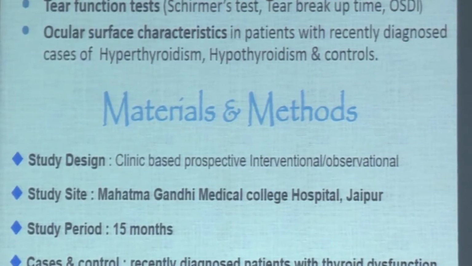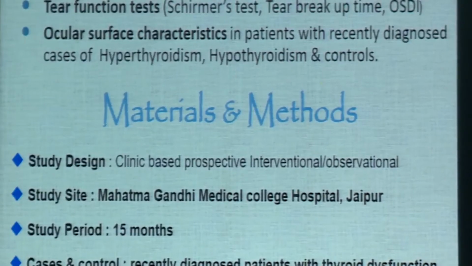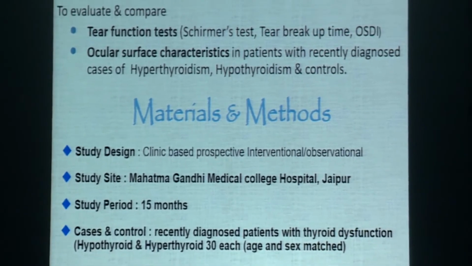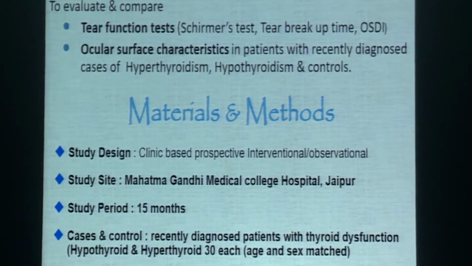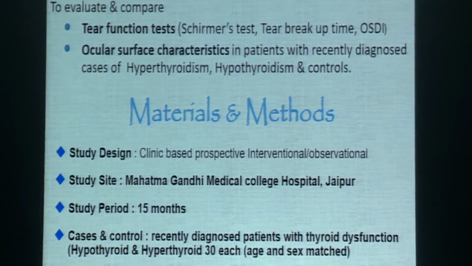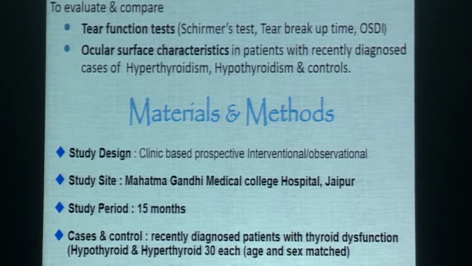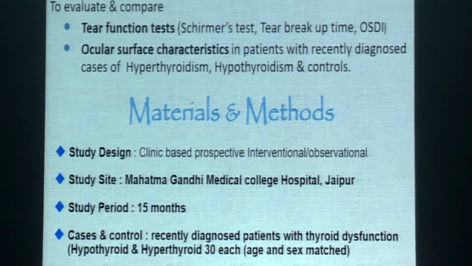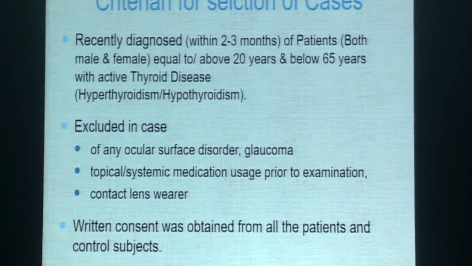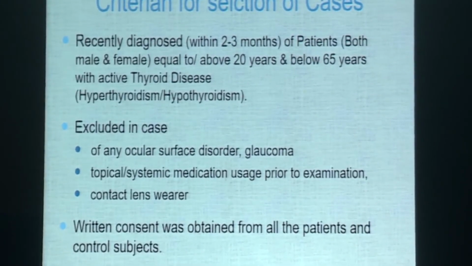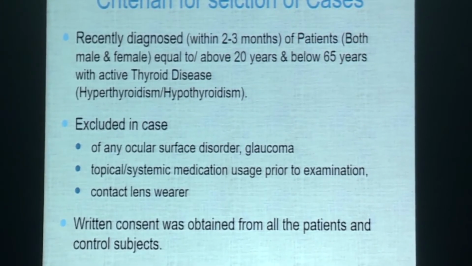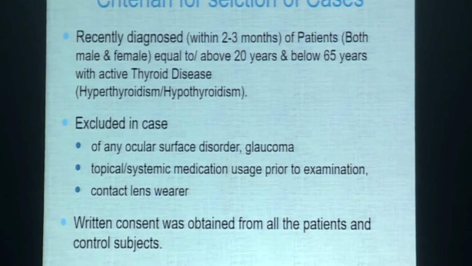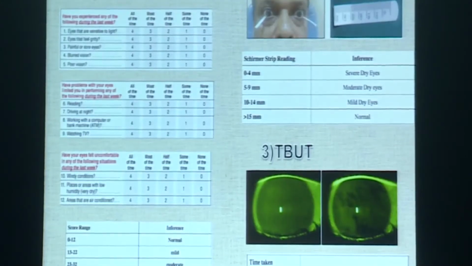The aims and objectives were to evaluate and compare tear function tests, that is Schirmer's test, tear breakup time, OSDI, and ocular surface characteristics in patients with recently diagnosed hypothyroidism, and control. It was a clinic-based prospective study conducted in Mahatma Gandhi Medical College Hospital, Jaipur for a period of 15 months. All my patients were recently diagnosed within 2 to 3 months of the active diagnosis of thyroid. They were all aged between 20 and 65 years. They were excluded if they had any other ocular surface disorder, glaucoma, topical or systemic medication usage prior to examination, or contact lens use, and written consent was taken.